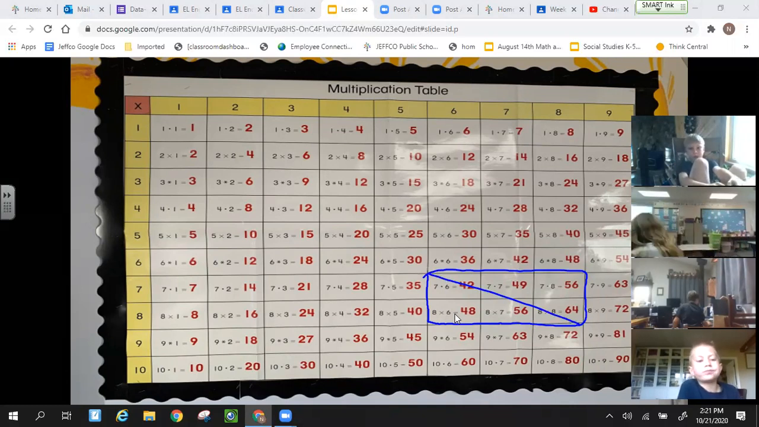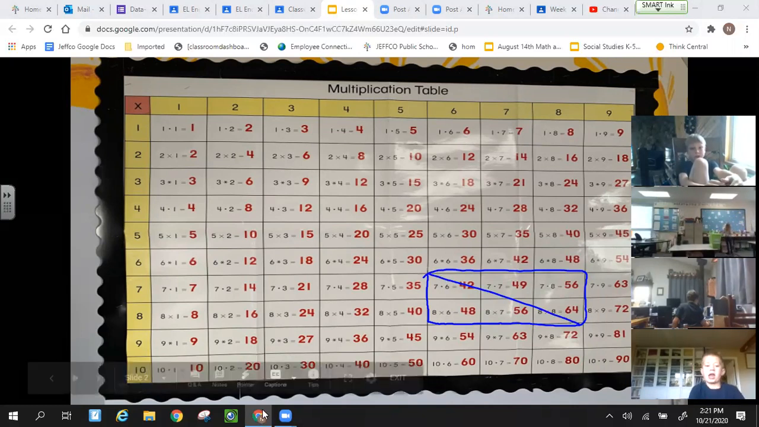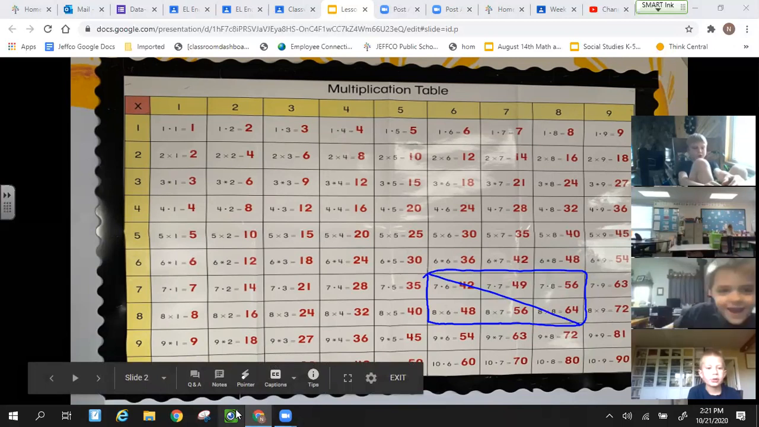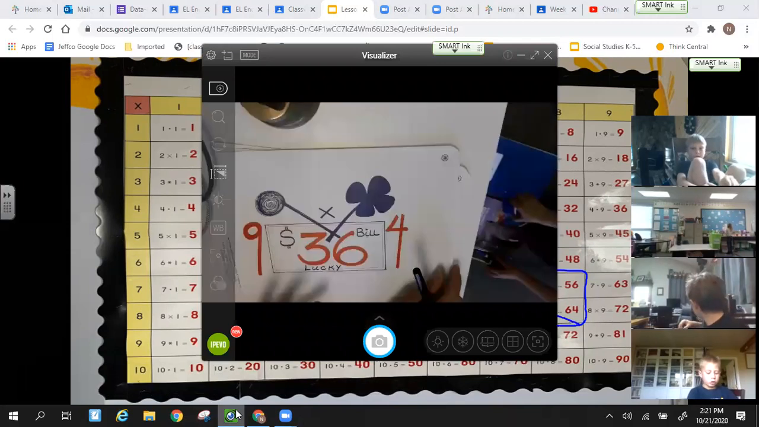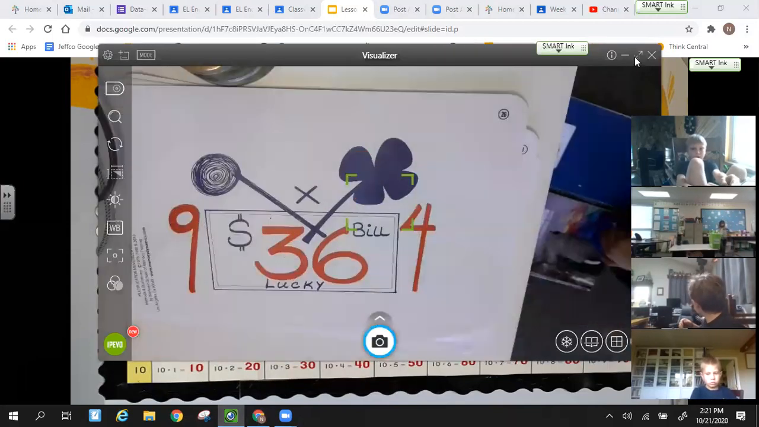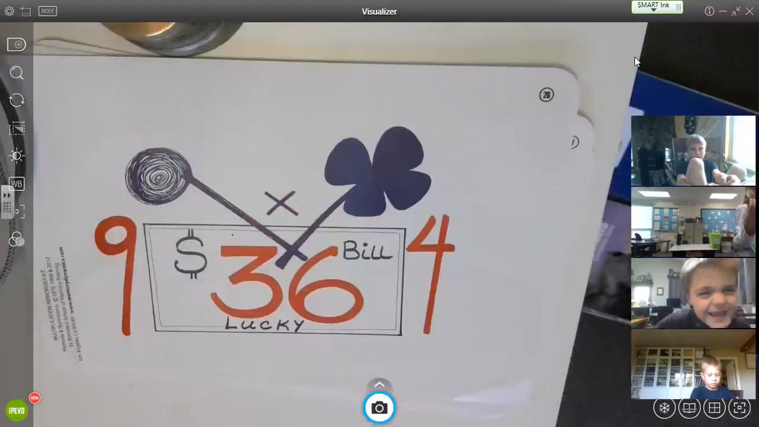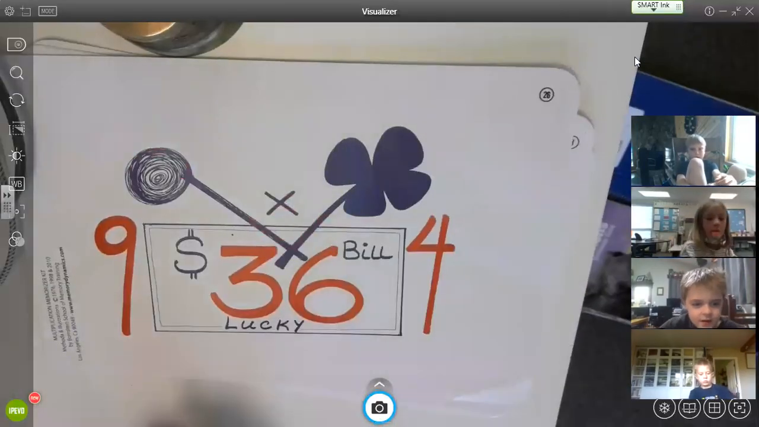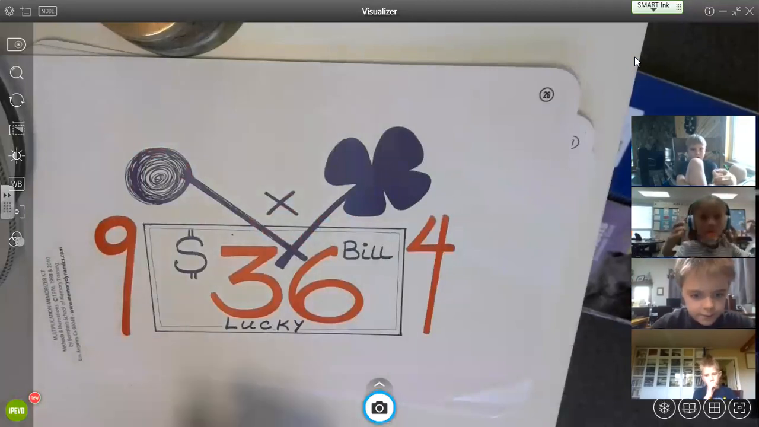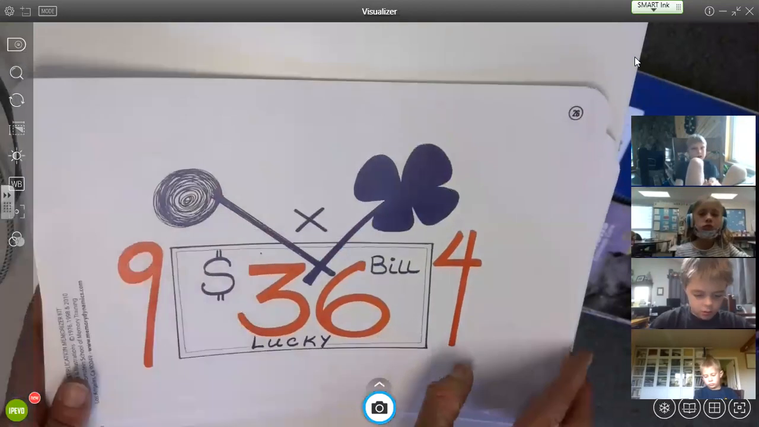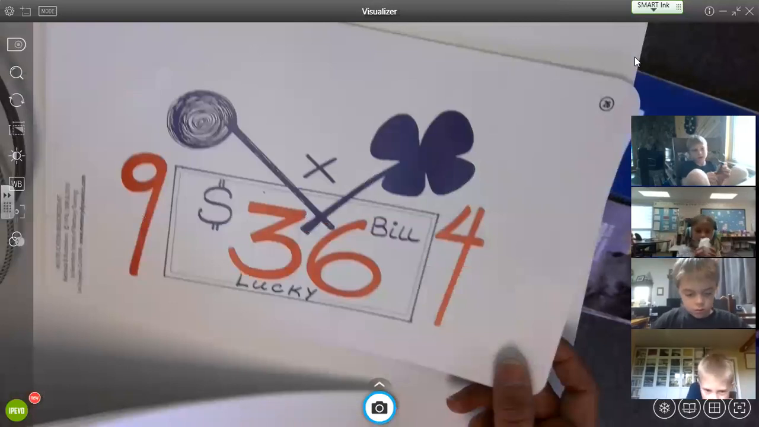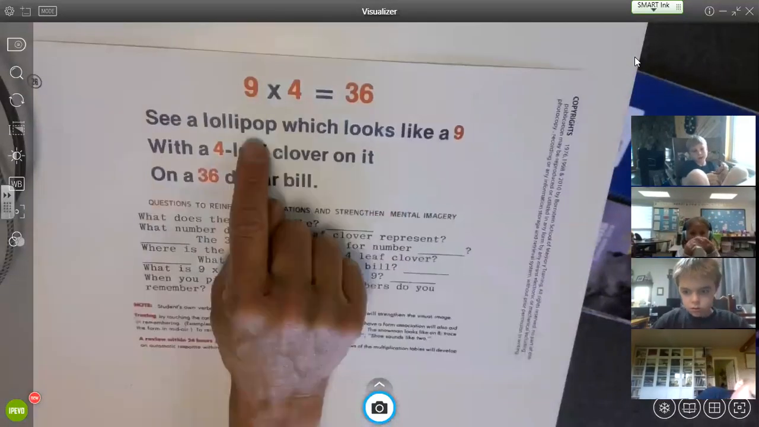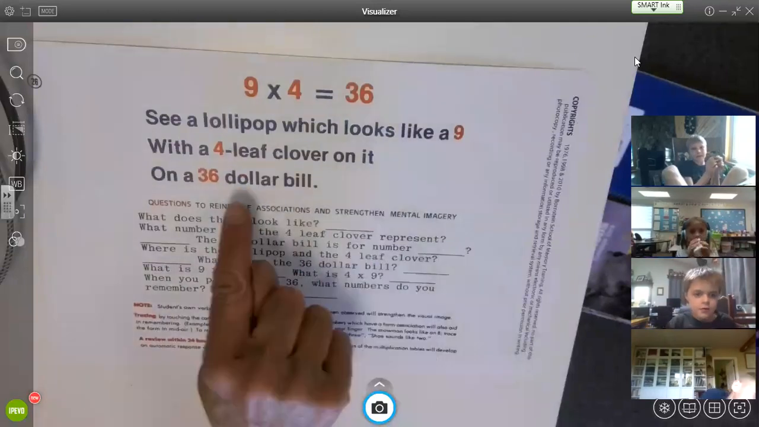We're going to look at our silly riddles. So here are some that are kind of tricky, but these riddles should help us. We added a couple. So we have this one we thought was very silly because we've never heard of a $36 lucky bill. But if it helps us learn our facts, we'll take it. 9 times 4 equals 36. So the 9 looks like a what? Lollipop. With a 4-leaf clover on it on a $36 bill.